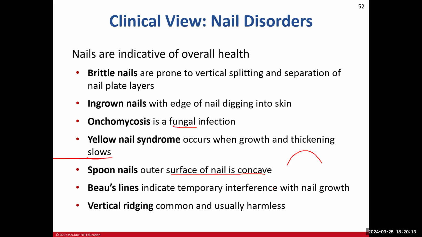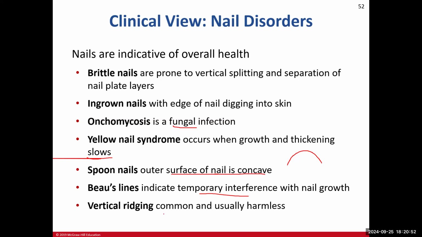Those are spoon nails. Beau's lines, a lot of you might even have it. If you look, sometimes you'll see these white lines that go across your nails, and those are Beau's lines. Someone told me a long time ago, and I haven't seen anything to substantiate it, that it was from a vitamin C deficiency. I don't know if anyone's ever heard that. You heard that? Okay. Again, I haven't seen any literature. All right, good, I'm glad I'm not the only one. But most of the time it's from trauma. So if you strike your fingernail against something, it can temporarily slow down the growth there. And so that's a Beau's line.